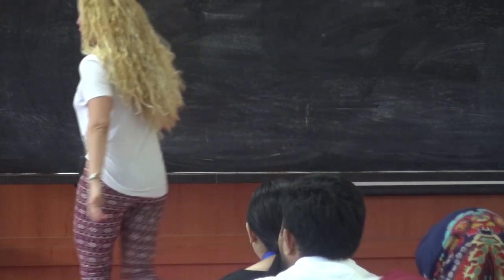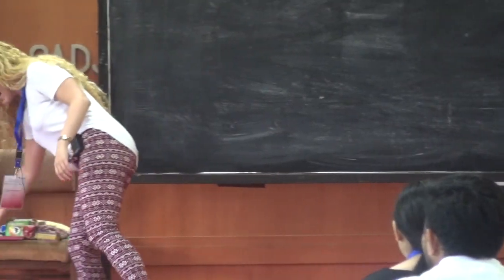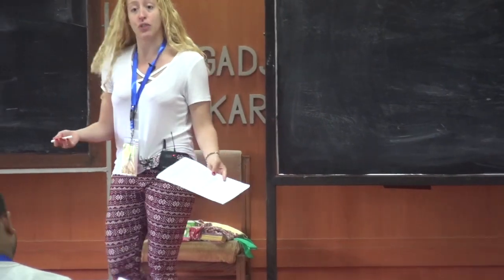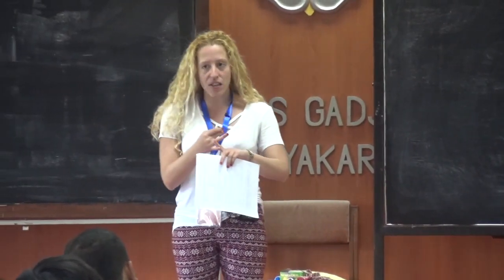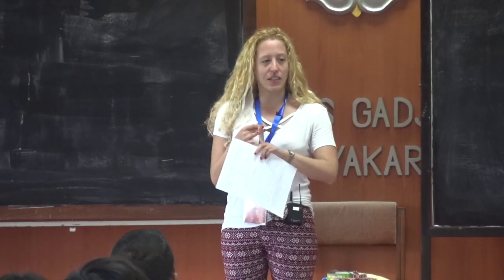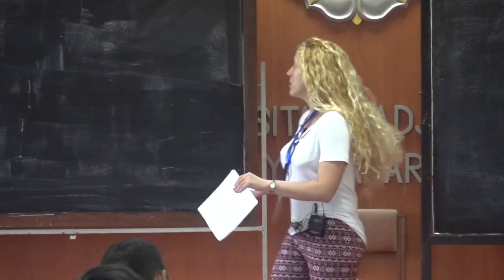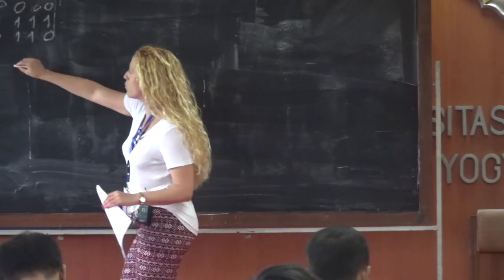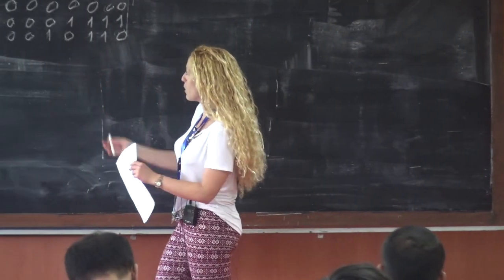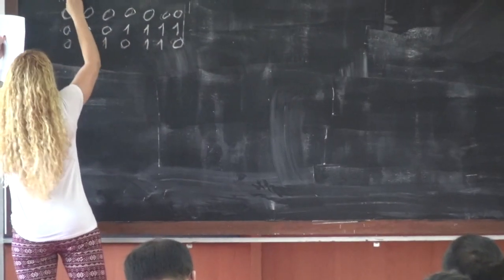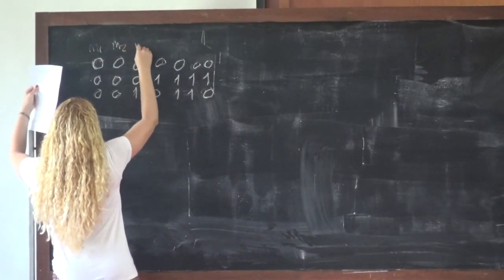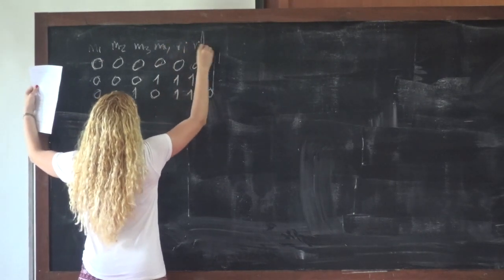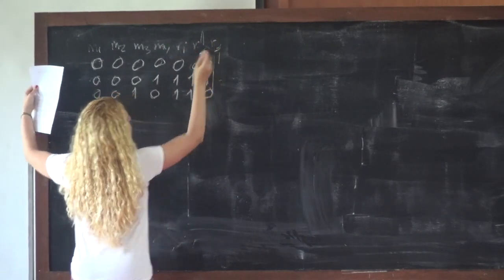Now I want to do it again, because we have to find the parameters to compare codes. So you find the length, the dimension, the distance. But what is here? This is M1, M2, M3, M4, R1, R2, R3.